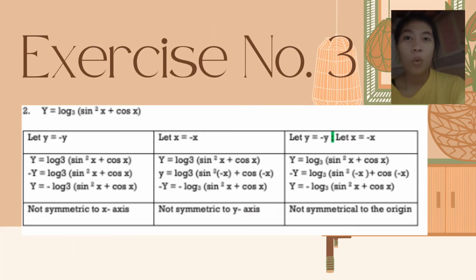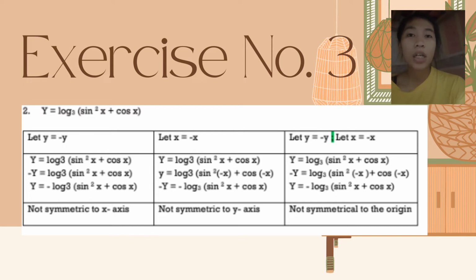Number 2, y equals log base 3 of sin squared x plus cos x. So, sa first column, let y equals negative y. So, y equals log of 3 times sin squared x plus cos x. So, negative y equals log of 3 times sin squared x plus cos x. So, y equals log of 3 times sin squared x plus cos x. So, sinasabi dyan na not symmetric to x-axis siya.